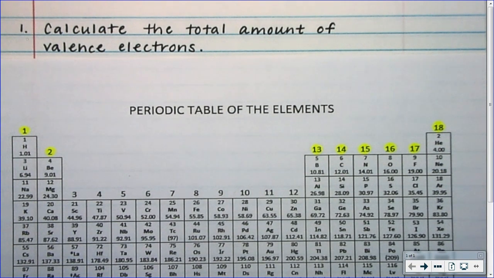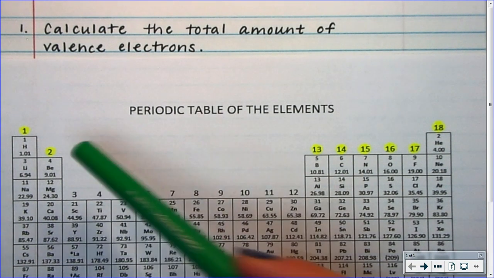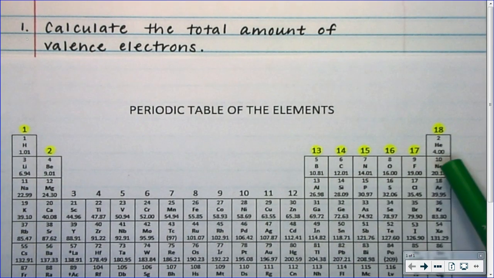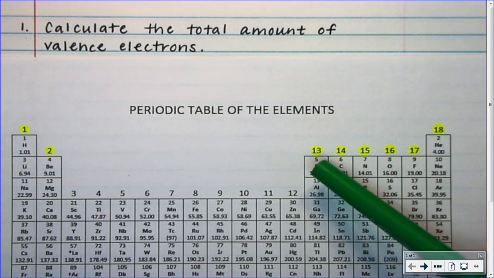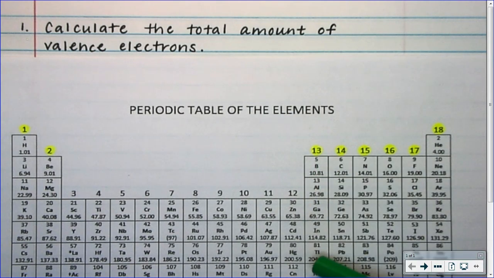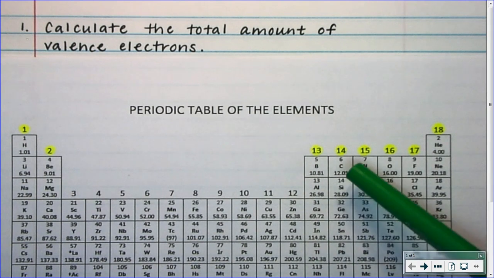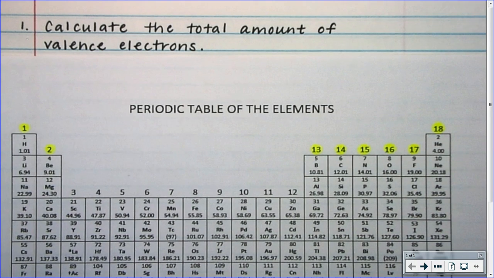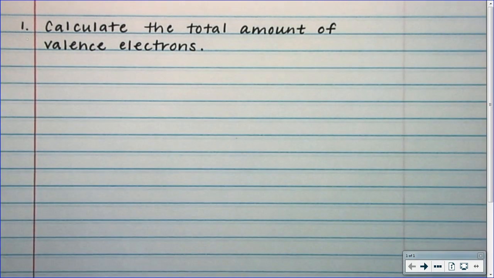The same thing goes for everything that is in group 2, right here. And when we skip over to 13 through 18, the only thing that is different for those groups would be the one that's in front, hence 13, cross out the 1, 13 would then be 3. Everything in group 13 would have 3 valence electrons. 14 would be 4 valence electrons, etc., etc., etc. So using this, we can go ahead and calculate the total amount of valence electrons something has.